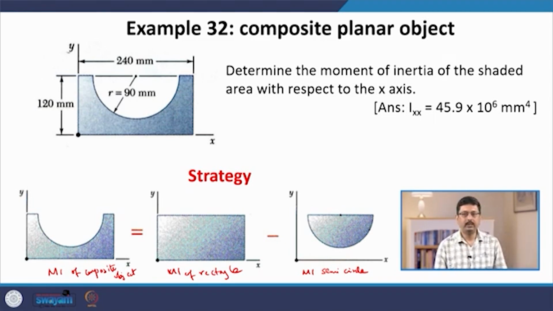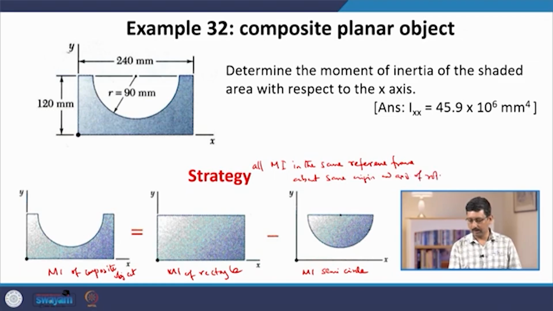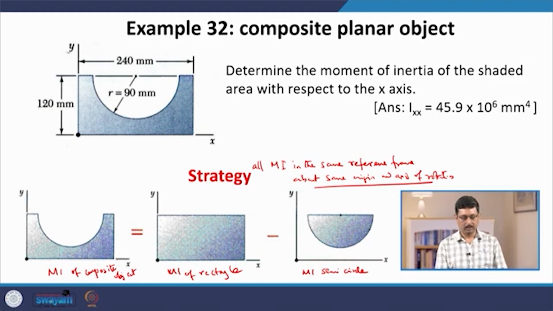However, moment of inertia depends not only on the mass of an element, but also on the distance from an axis, which means that this subtraction you can only do if you are calculating all moments of inertia in the same reference frame, about the same origin and axis of rotation. So, this is something you should keep in mind. Only then can we do this simple subtraction. Okay, so let us proceed.